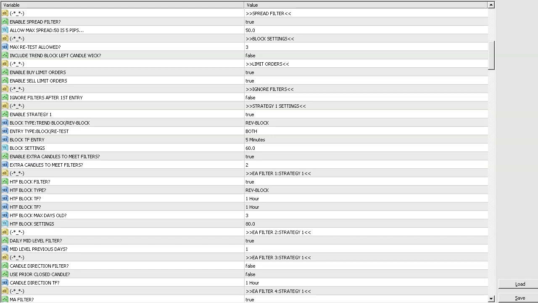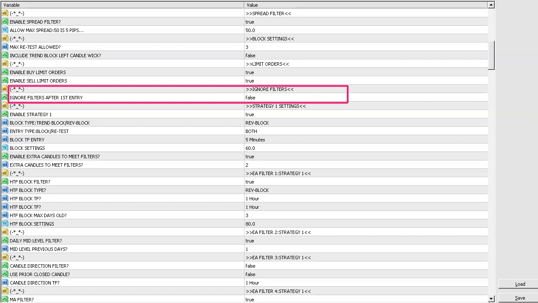Let's keep on going. One of the major additions is the ignore filters. I really like this filter very much because it's going to really improve the EA entries and performance. So how does this work?